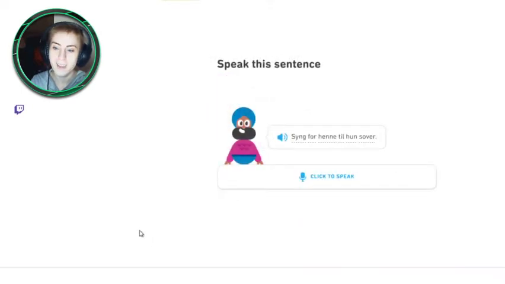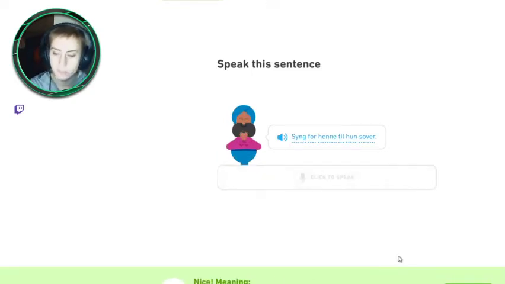Syng for henne til hun sover. Sing for her until she sleeps. Sover is not in the imperative form. It is in the present. So in the present tense in English, we either do S at the end or ing, depending on the grammar. Syng for henne til hun sover. Sing for her until she sleeps.